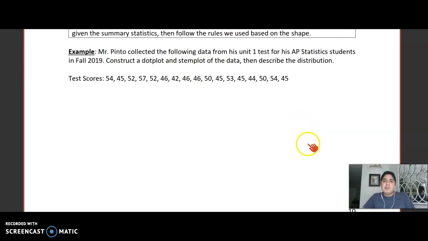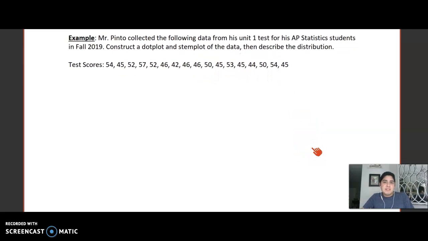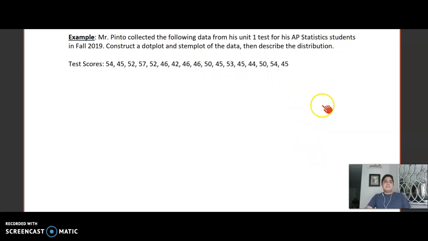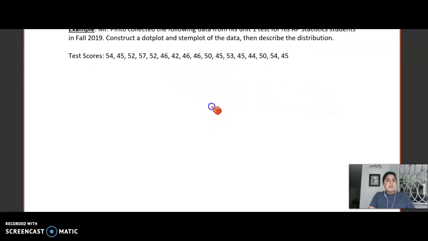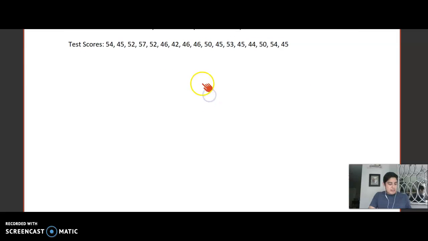So, Mr. Pinto collected the following data from his Unit 1 test for his AP Statistics students in fall 2019. Let's construct a dot plot and stem plot of the data, then we're going to describe the distribution. So here are the test scores. Don't worry, it was graded on a curve. And it also wasn't out of 100 points, so it's going to be all right. So let's count how many observations we have. 1, 2, 3, 4, 5, 6, 7, 8, 9, 10, 11, 12, 13, 14, 15, 16, 17. So here n is going to equal 17.